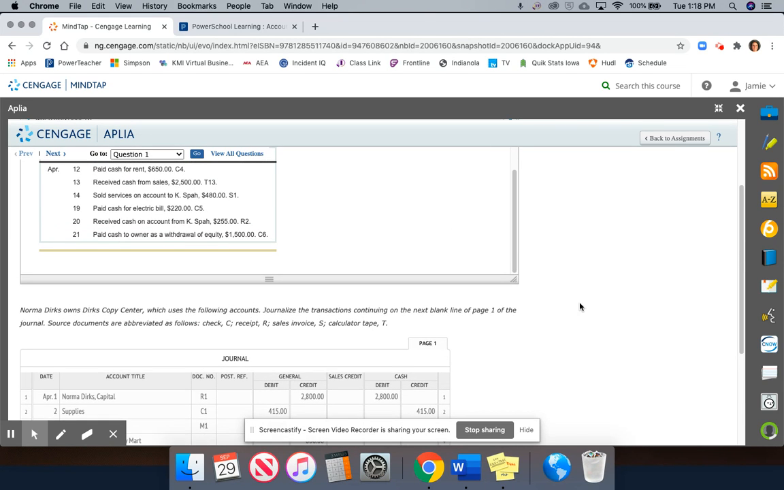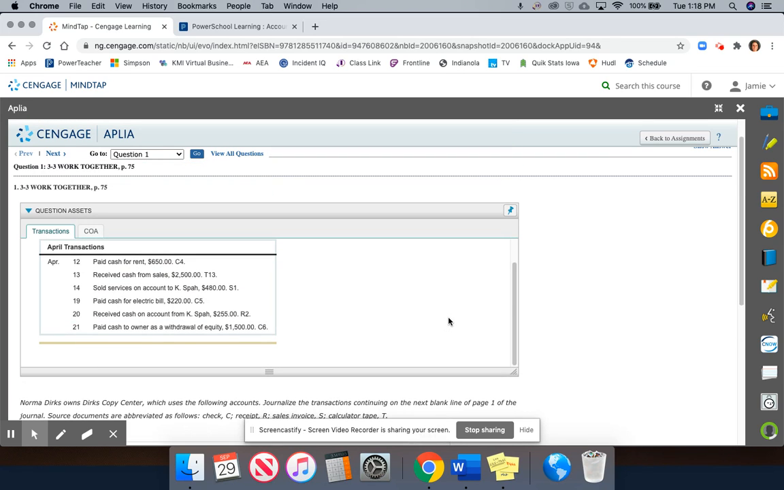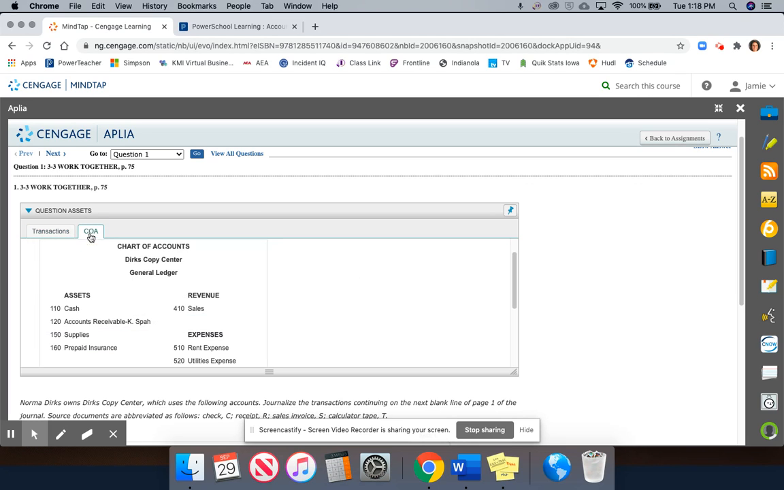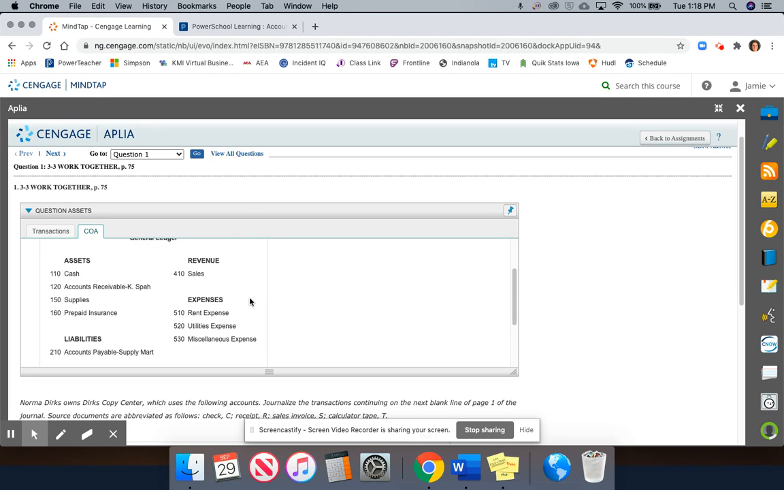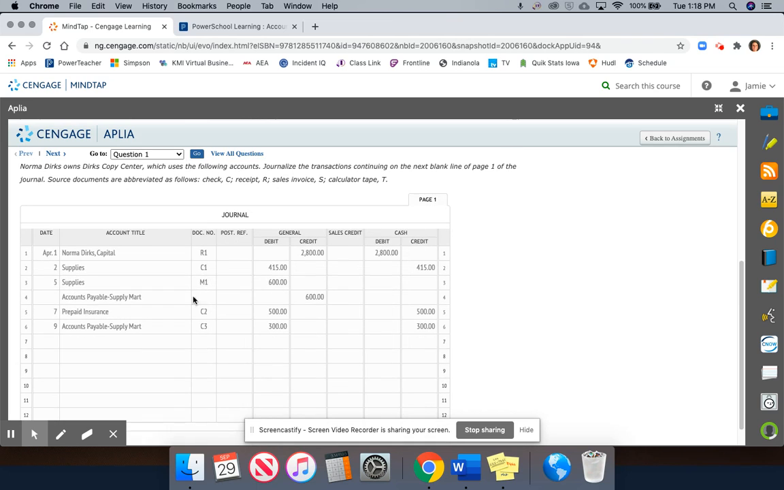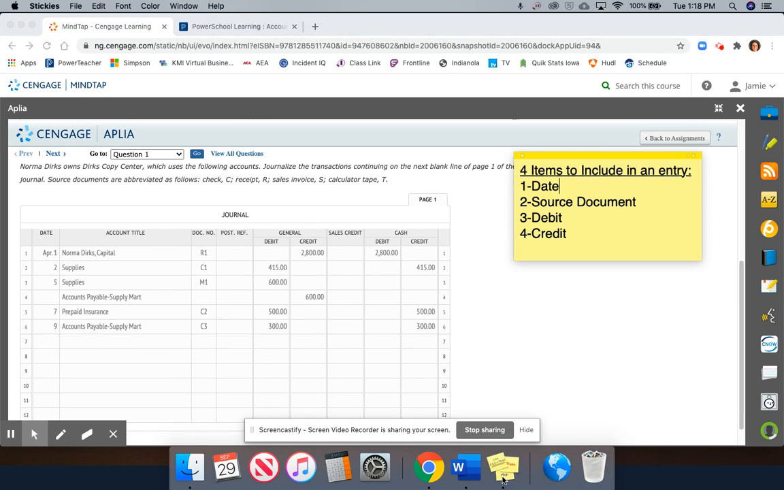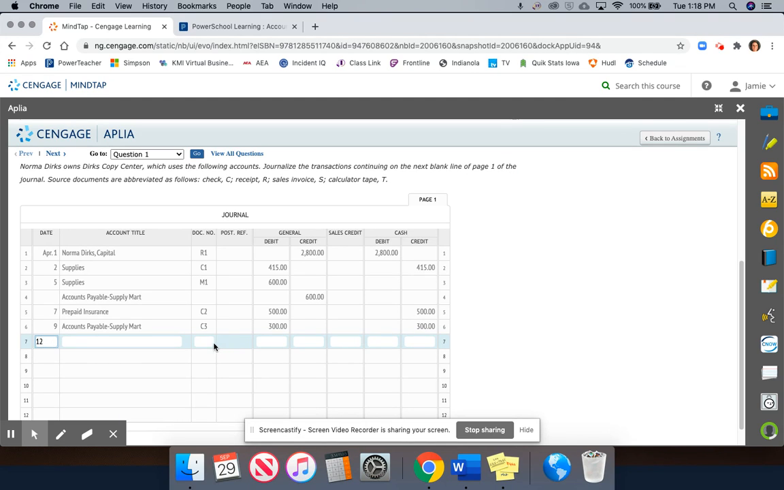So on April 12th, we paid cash for rent, $650. So I know we have cash, and then we paid cash for rent. So I'm going to go to the chart of accounts, and we do have a rent expense specific account. So that is what we'll use. So come down here. First of the 4 things that we need to include in the entry, the date, and check number 4.